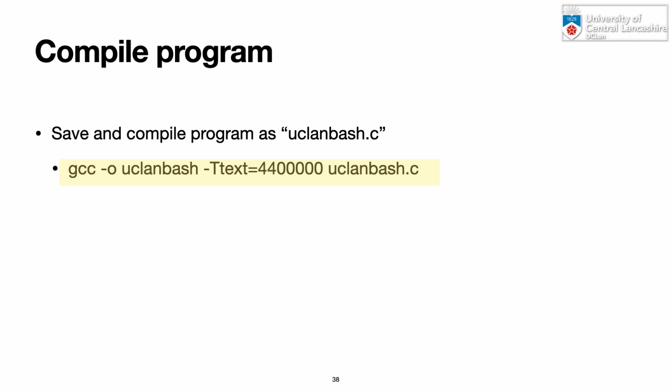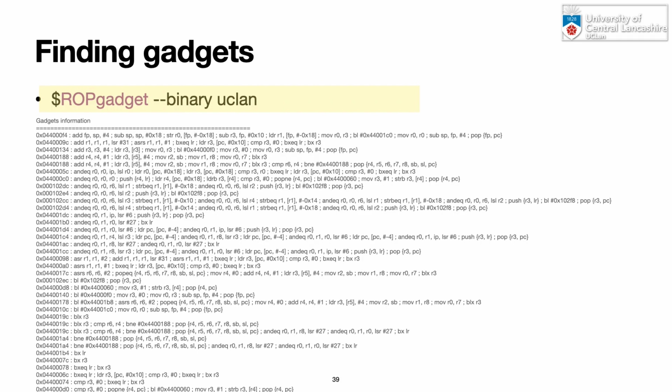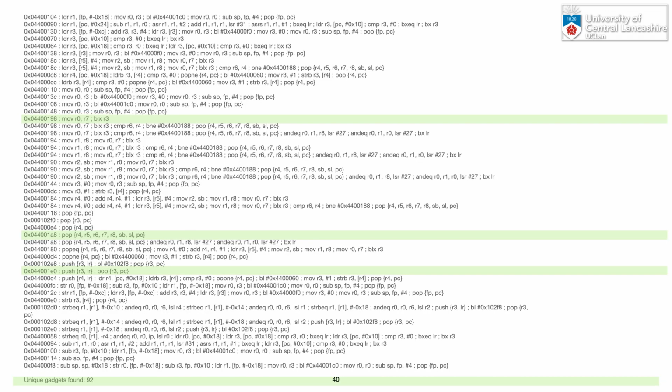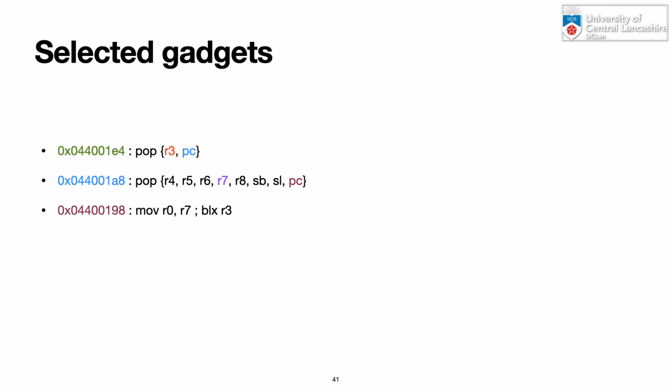The next step is to compile the gadgets, which could serve as potential instructions for exploiting this program. This is how to call the ROPgadget tool on our binary, uclan. So these are the generated gadgets. A total of 92 gadgets were generated and we are selecting just 3 of these gadgets. Further instructions on the rules for selecting gadgets will be presented in the next section of this course.